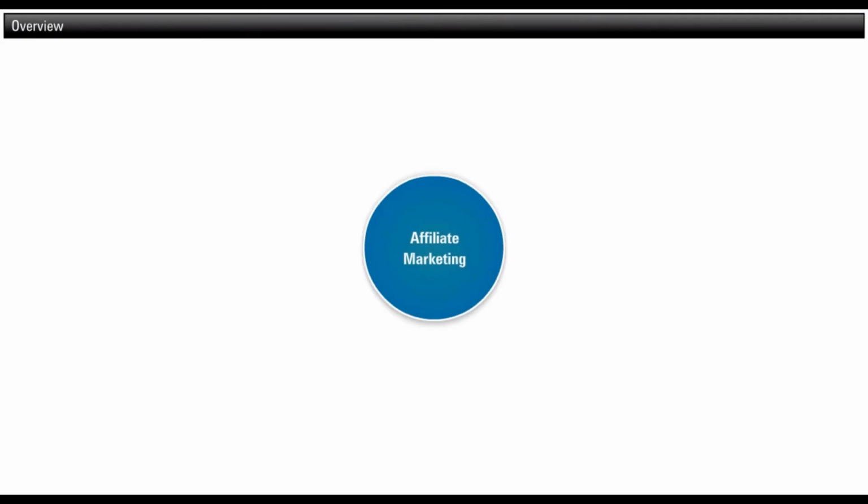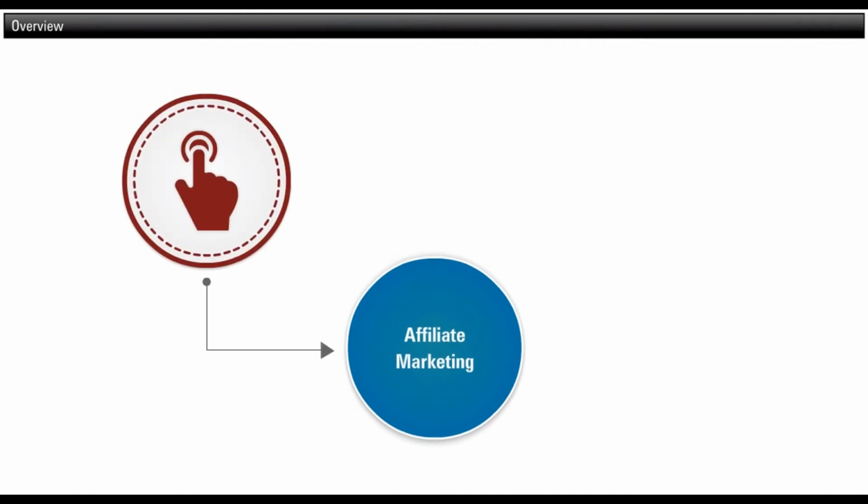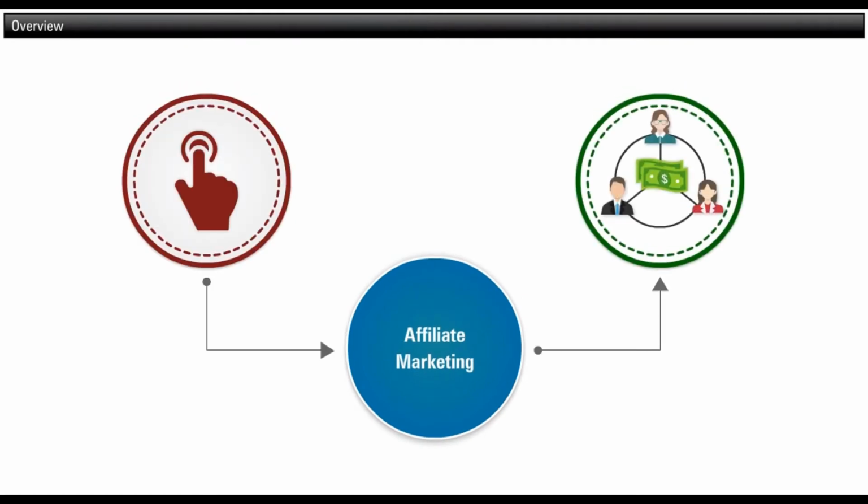Now that you are aware of display advertising and its various types, let us now take a look at another type of advertising, affiliate marketing. Affiliate marketing is the process of earning a commission by promoting other people's products. It is a type of performance-based marketing in which a business rewards one or more affiliates for each visitor or customer brought by the affiliate's own marketing efforts.